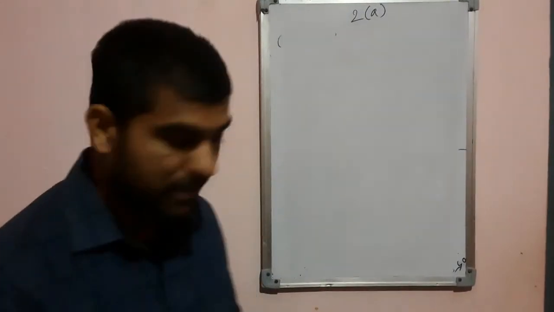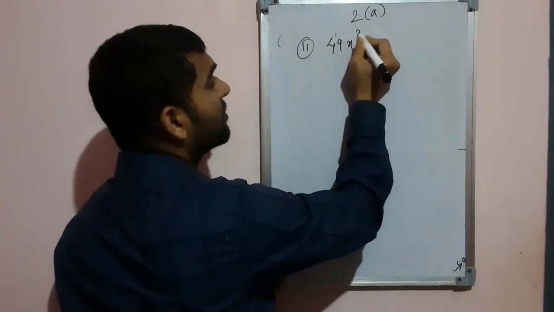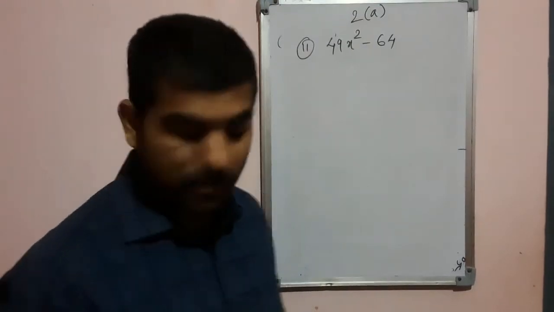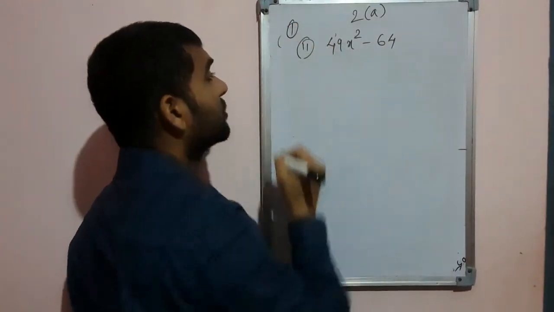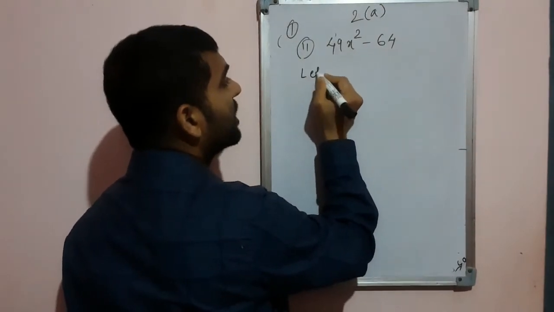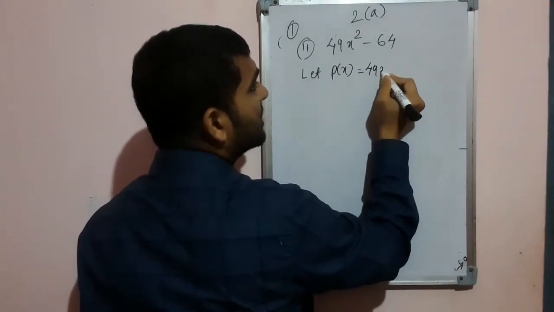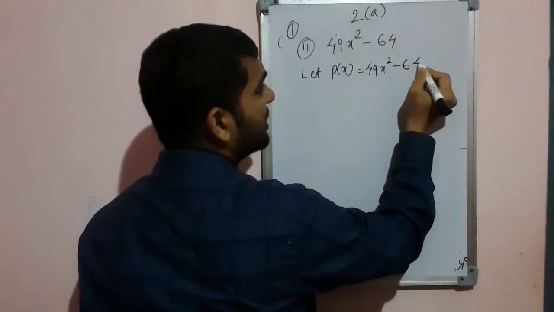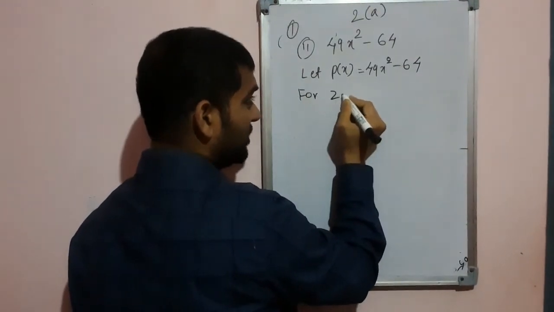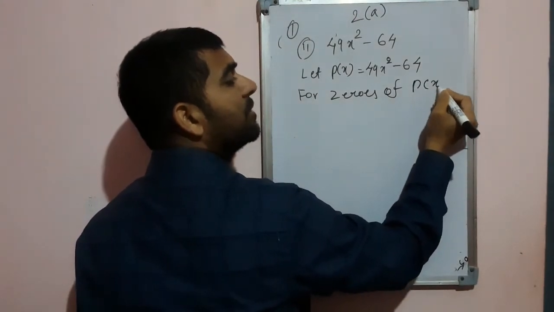We have the second question here. We have 49 x square minus 64, right? Question number 1, subdivision 2. What we will write? We will take here, let p(x) equal to 49 x square minus 64. And what we will write? For zeros of p(x), what we have? For zeros of p(x) will be what?